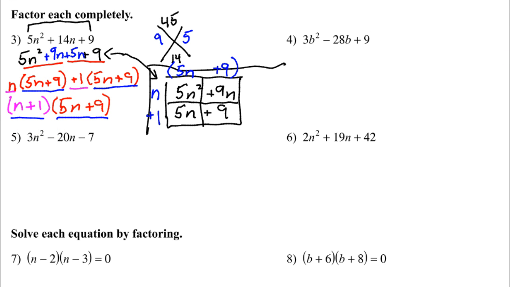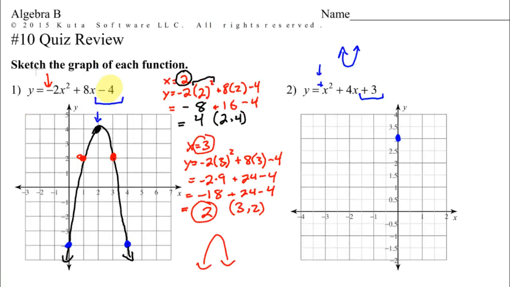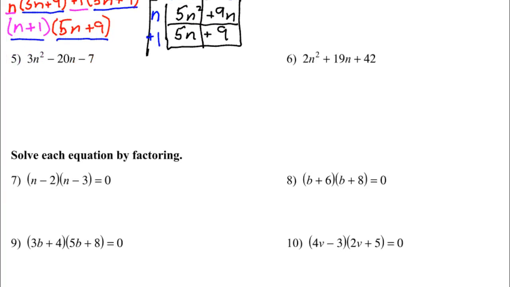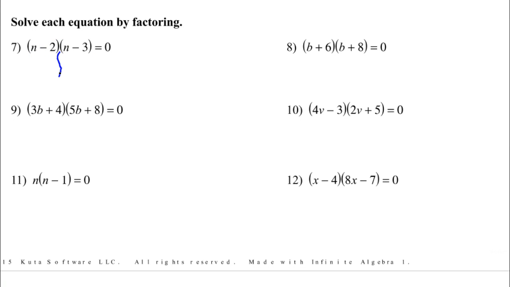But this is what we're going to be using to help us graph. We're going to be using factoring to help you graph faster. That's why we need this. Down here, how do you solve it? Remember, if it's already factored, you just do this side equals 0 and this side equals 0. So you know n equals 2 and n equals 3.